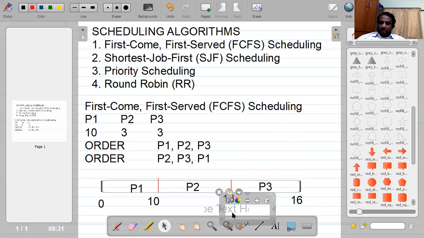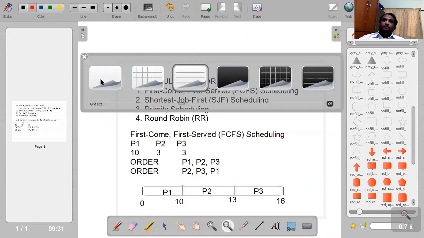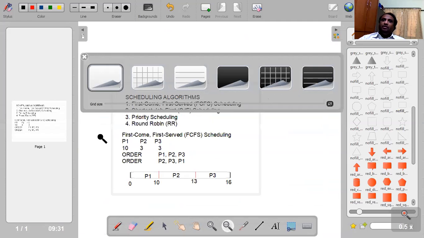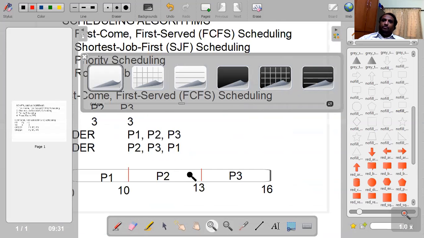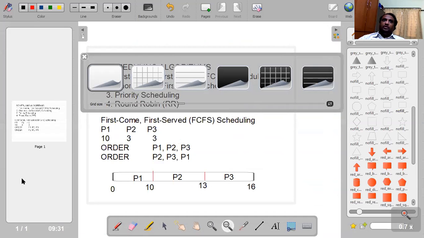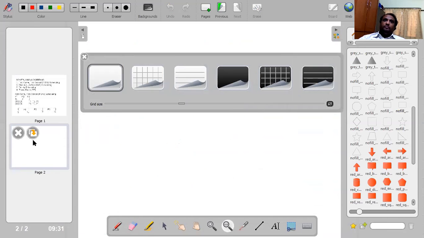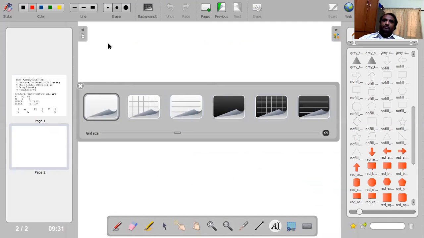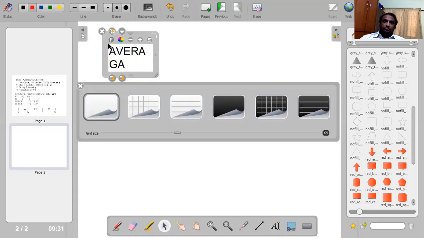So when we take the average waiting time and all the things, what is the average time of each process? Remember anybody, what is the average time? 16 by 3. What is the average time? 5.31. Okay. So the average of the first one, that is P1, P2, P3, is 5.31, right?